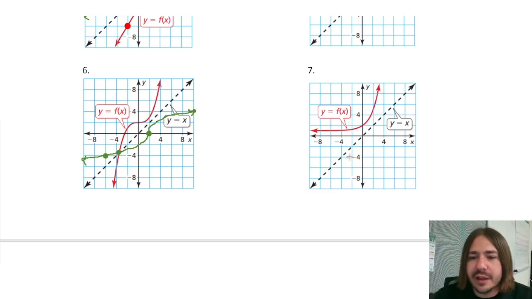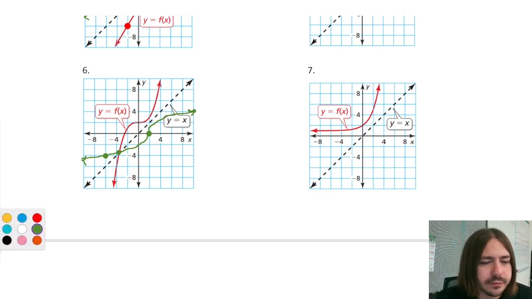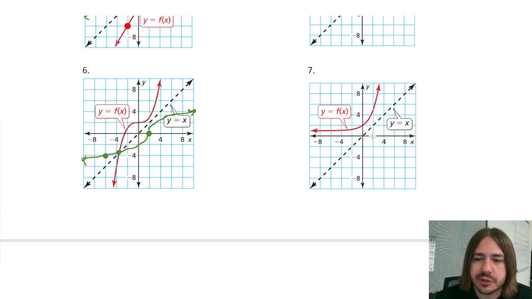Number 7 looks like, if I had to guess, it's probably an exponential function. Now we've got this y-intercept at 0, comma 2. So the inverse should have a point at 2, comma 0. Going to be right about here. And then what else do we have to work with here? It looks like this point right here looks like 2, comma 5. So it should have one at 5, comma 2, roughly here.